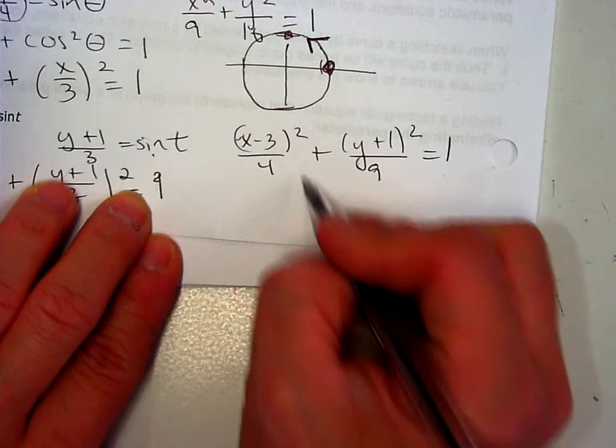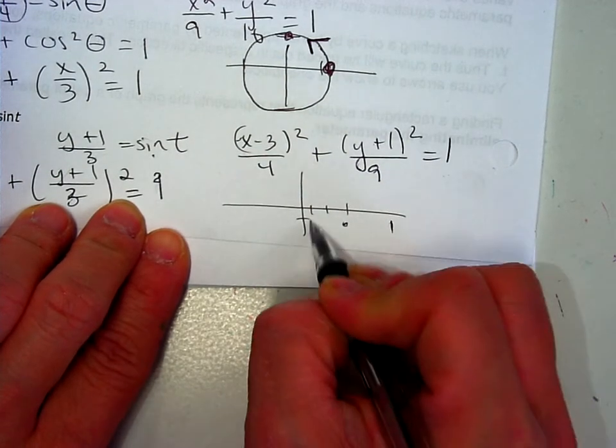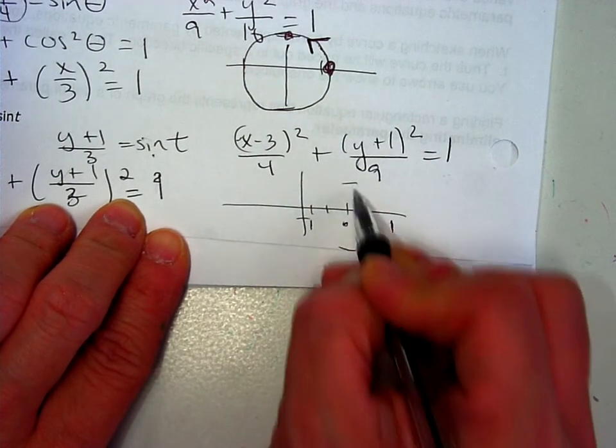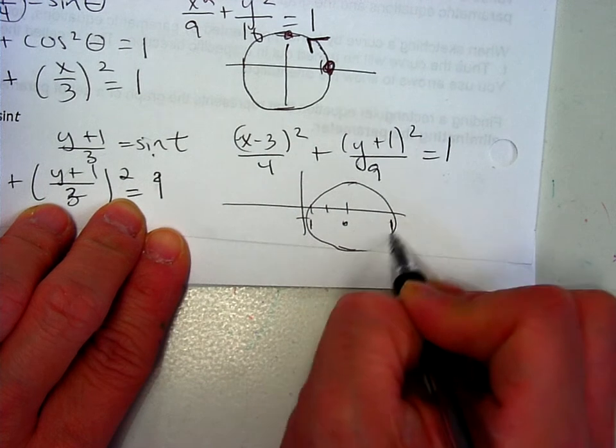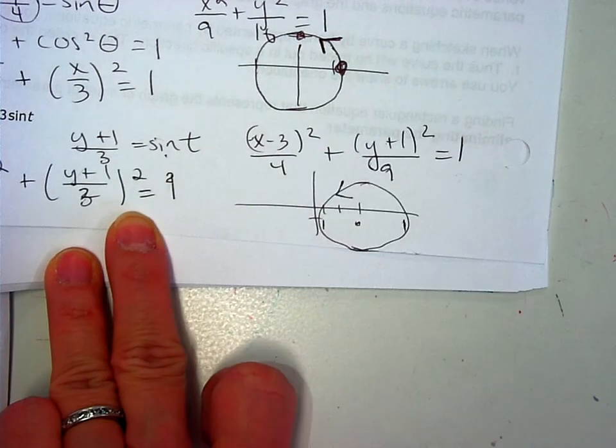And again, that will be another ellipse. Center is at 3, negative 1. I'm going to go 2 to the right, to the left, up 3, down 3. There's my ellipse. And again, I want to draw an arrow showing the orientation. You can plug in a point, but it also goes counterclockwise.